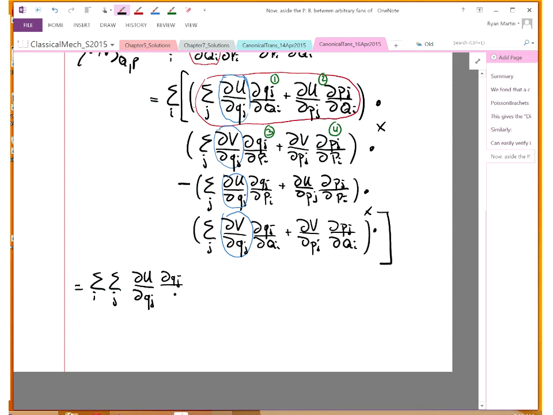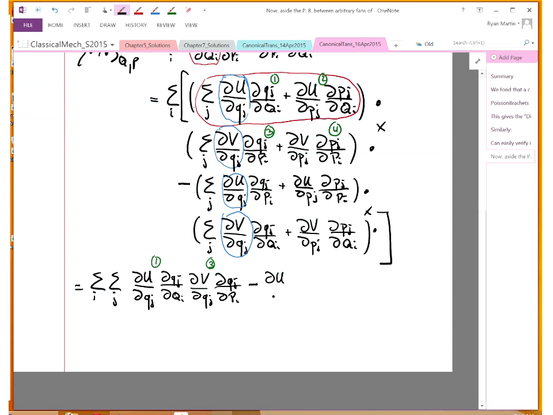So that gives me a ∂U/∂qj by ∂qj/∂Qi, that multiplies ∂V/∂qj and ∂qj/∂Pi. Alright, so these first 2 guys are term 1, these second 2 are term 3.